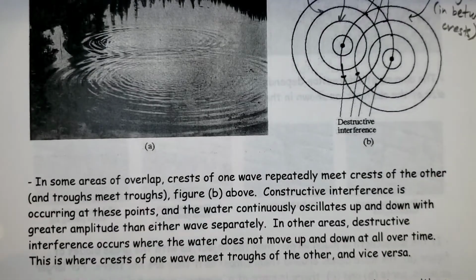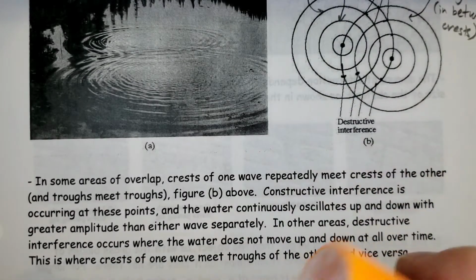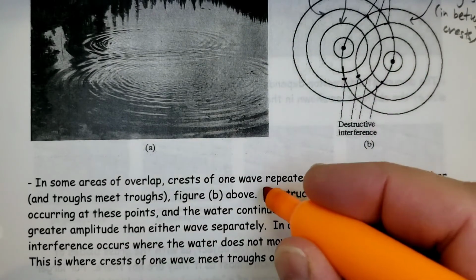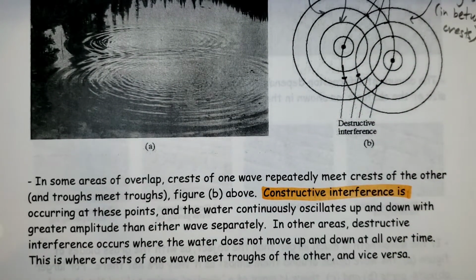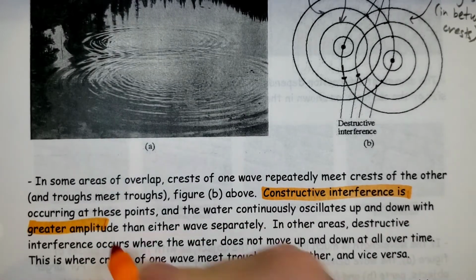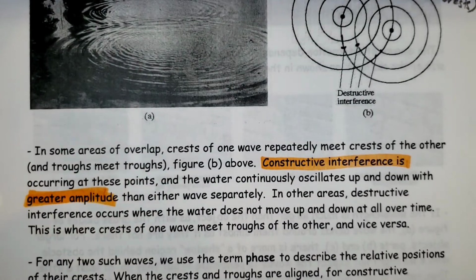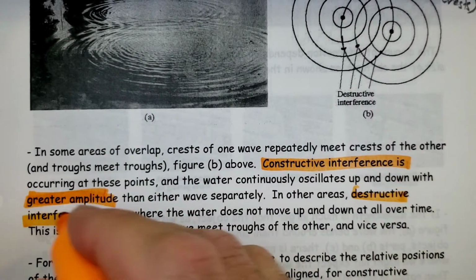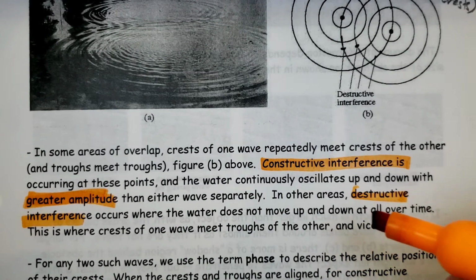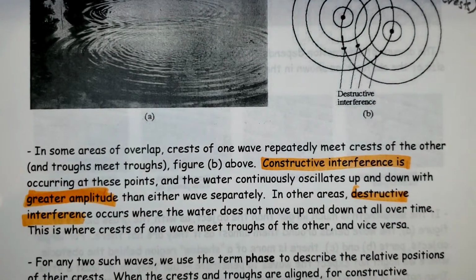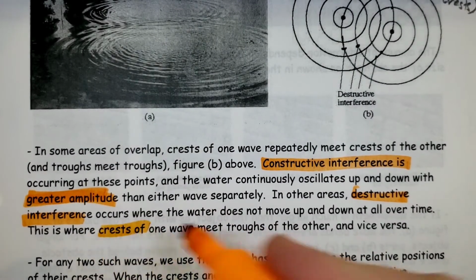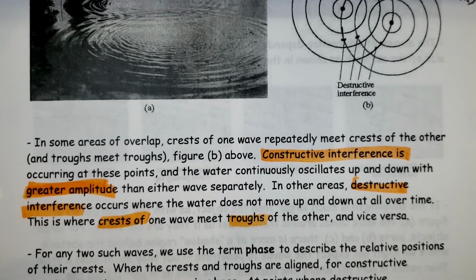In some areas of overlap, crests of one wave repeatedly meet crests of another wave, as in figure B above. Constructive interference is occurring at these points, and the water continuously oscillates up and down with greater amplitude, of course, because constructive means we're making a greater amplitude, whether there are two crests or two troughs. In other areas, destructive interference occurs when the water wave does not move up or down. And we'll see in diagrams and in the simulation that it's a cancellation area. So where the crest meets a trough, we have that happening.